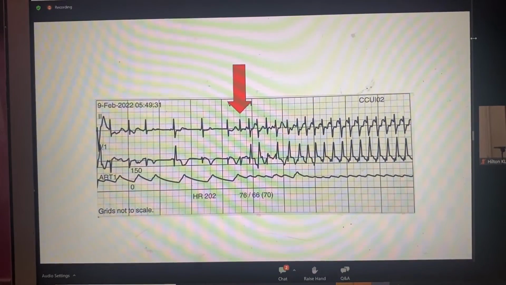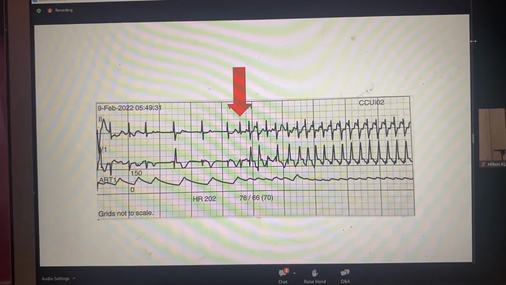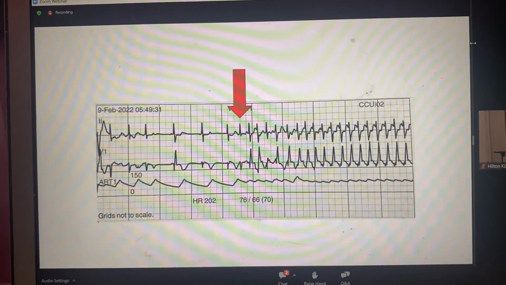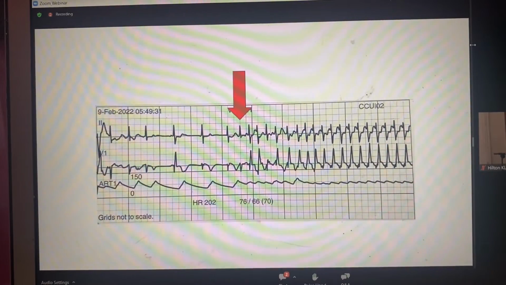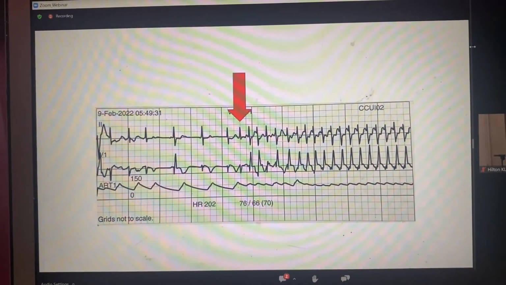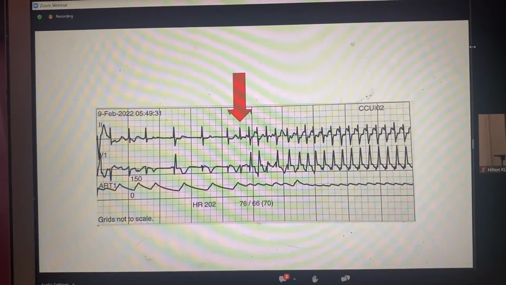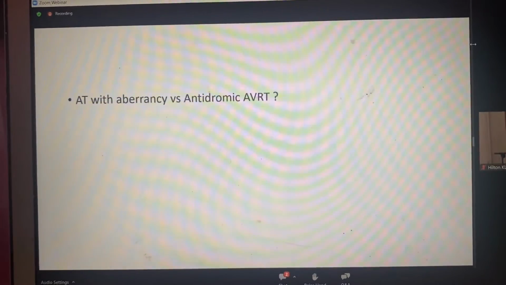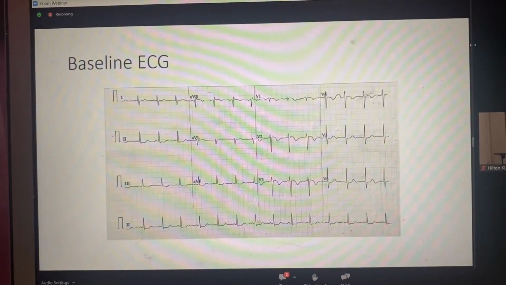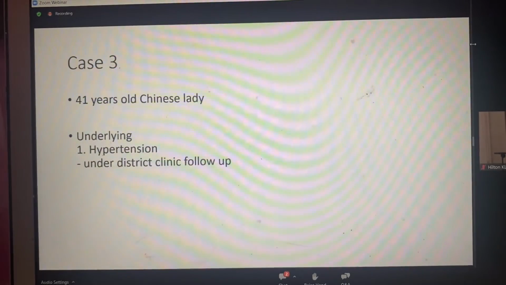We gave her adenosine, and this is what happened after the adenosine. This is a strip after that. The P wave slowed down, and then the P wave started to point, but somehow she went back to tachycardia. So she didn't respond well to adenosine. Our diagnosis is now either AT with aberrancy or antidromic AVRT. This is a baseline ECG. Any question about that case, you can post in the Slido.